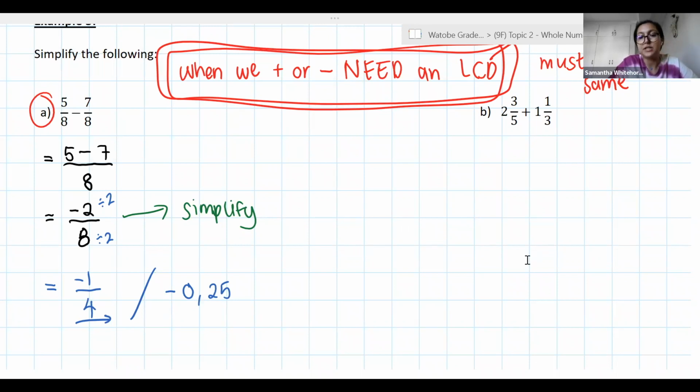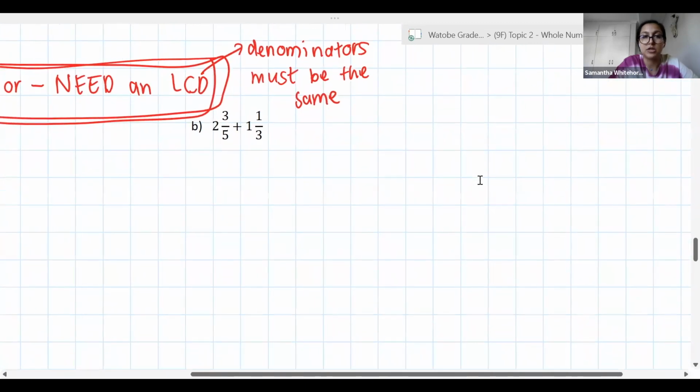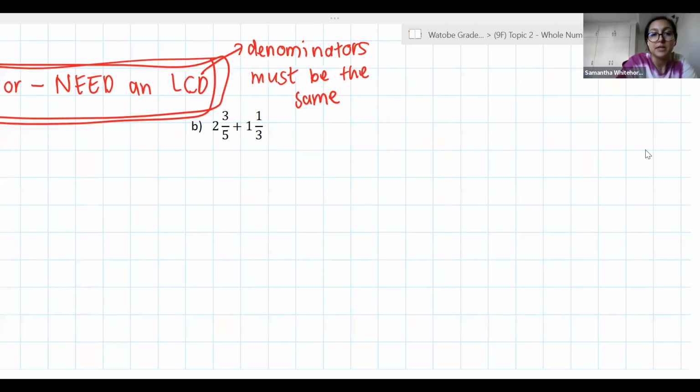Okay, cool. There's just a couple of things I want to explain here before we try B. So if we have a look at B, I'm just going to move over a bit. I'll come back to A if you want to take a screenshot when we're done with B. If we look at B, what we need to be careful of is the fact that I've got mixed numbers.